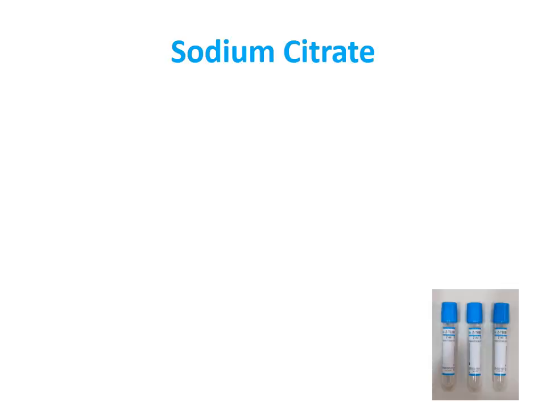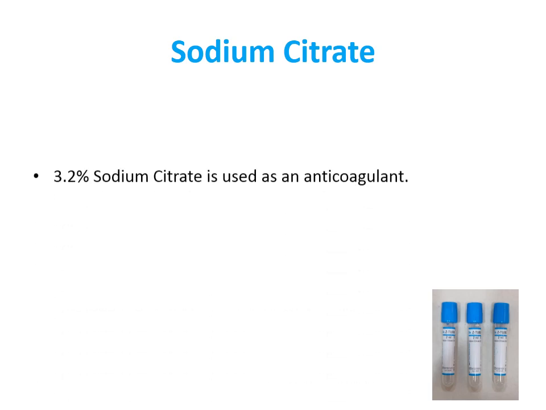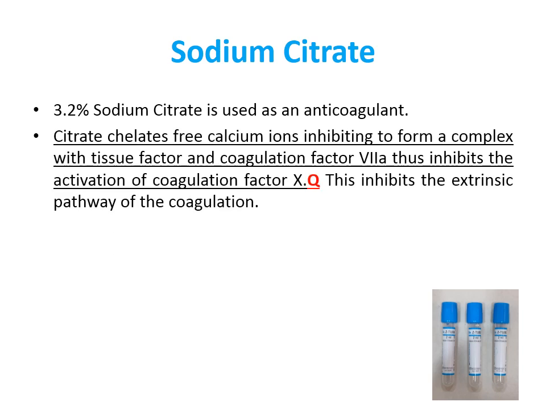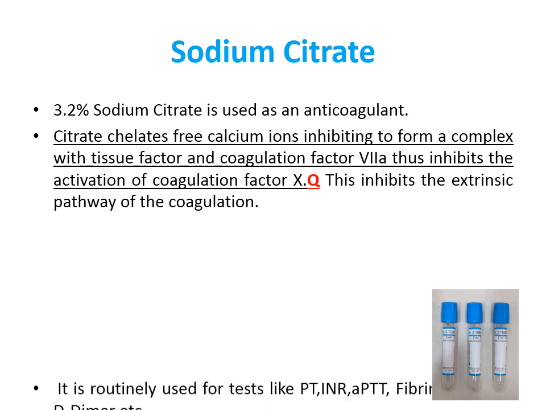Next anticoagulant is sodium citrate. It is the anticoagulant that is found in the blue capped vial. 3.2% sodium citrate is used as an anticoagulant. Citrate chelates free calcium ions, inhibiting the formation of a complex with tissue factor and activated factor 7. Thus it inhibits the activation of coagulation factor 10. This inhibits the extrinsic pathway of coagulation.